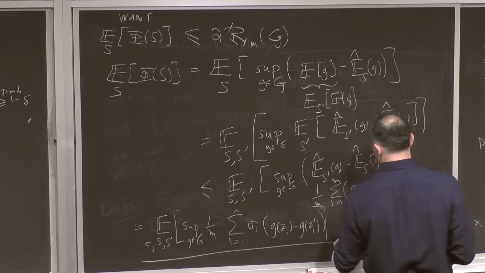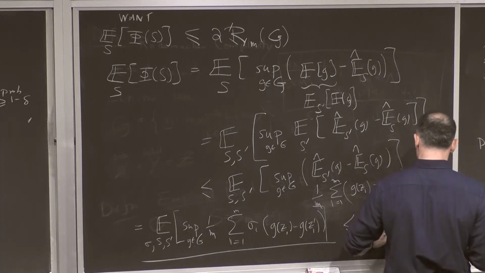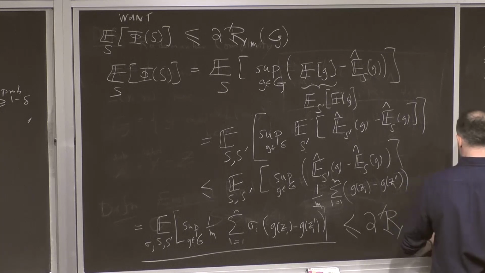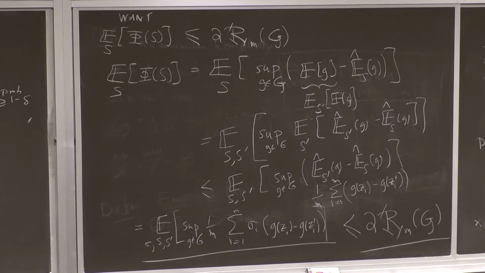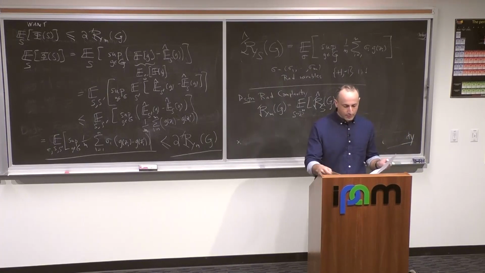Okay, and now I just multiply through, and I get 2 times the definition, 2 copies of the Rademacher complexity of G. It's over 2 different data sets. Okay, so that's actually the proof of that result.